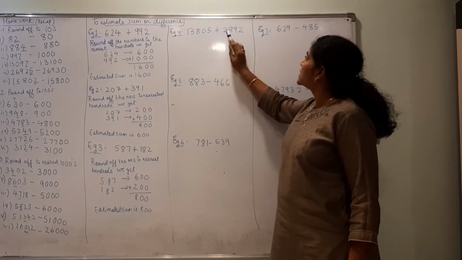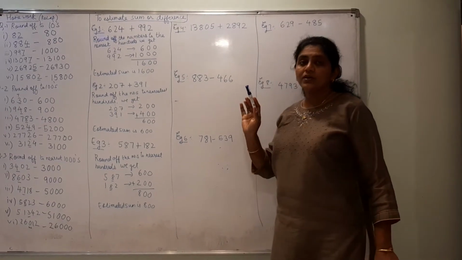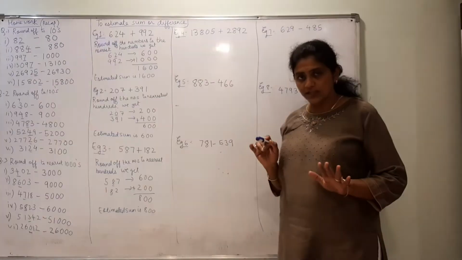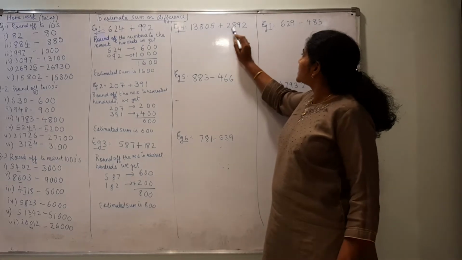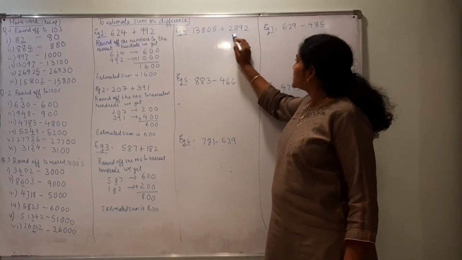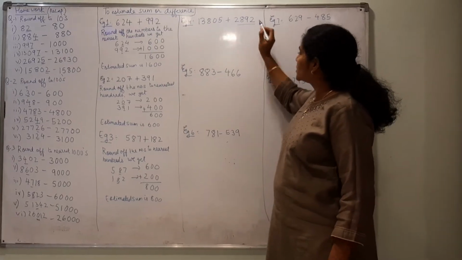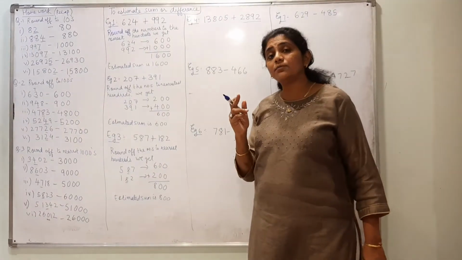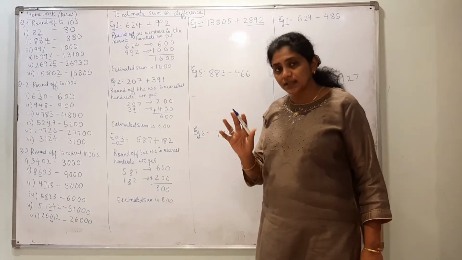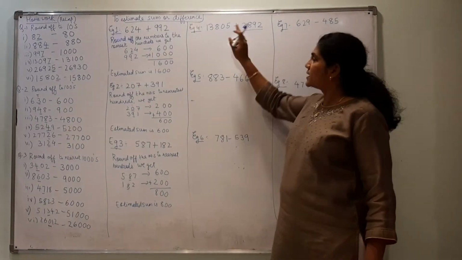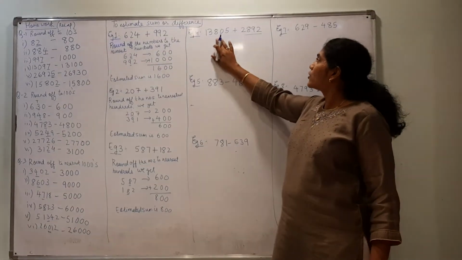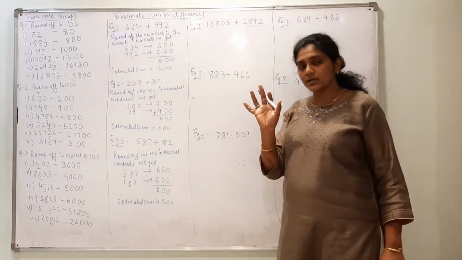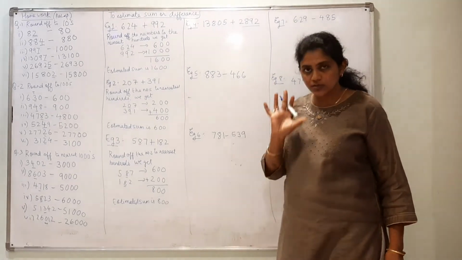Now in the fourth one, it is 13805 plus 2892. This is 5 digits and this is 4 digits. A 4-digit number you can round off to 1000 at most, and a 5-digit number you can round off to 10,000. But better, the common one for both the numbers is 1000. We will round off both the numbers to the nearest thousands.